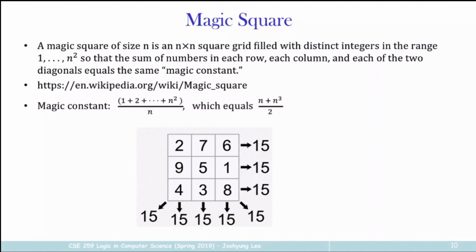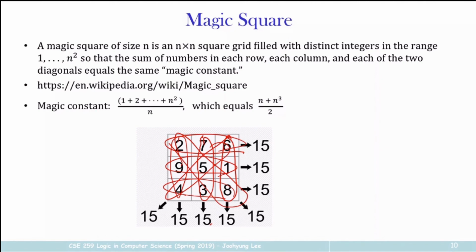Okay? So this is one solution. As you see, 2, 9, 4, when you add up, that's 15. 7 plus 5 plus 3 is also 15. 6 plus 1 plus 8 is 15. You can do the row wise, that's also 15. You can also do the diagonal. These 2 diagonals give 15. Okay? Are we together? All right.